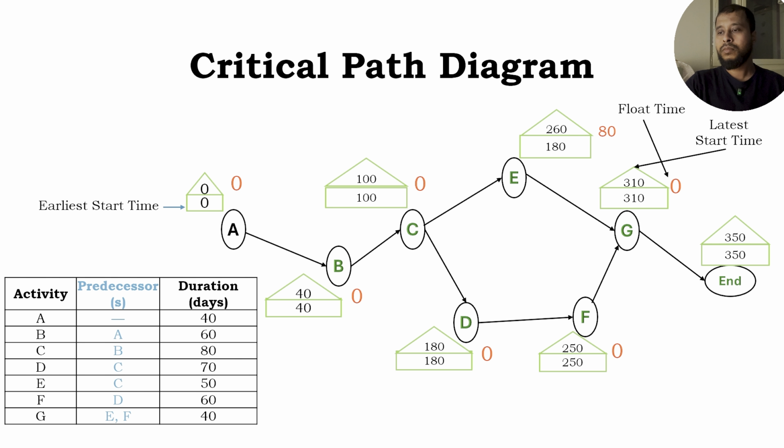Here, this is the critical path diagram, and down below, these are our critical activities A, B, C, D, F and G. You can see that every critical activity has 0 float time. On the other hand, the non-critical activity E has a float time of 80 and the project ends following the critical path on 350 days.